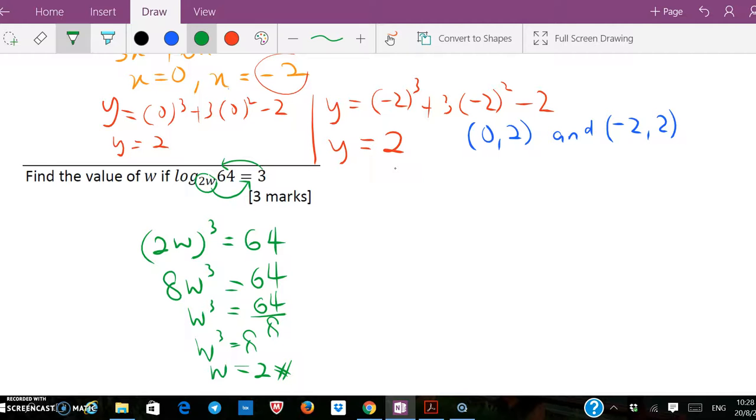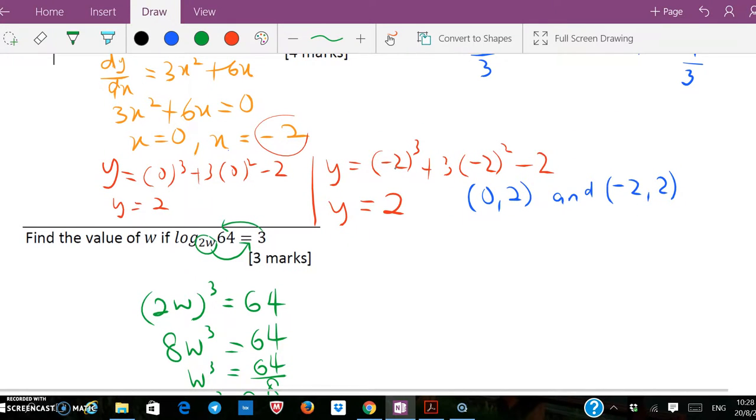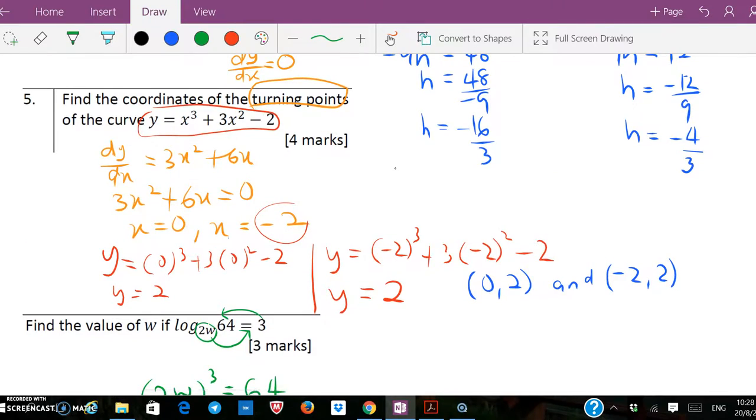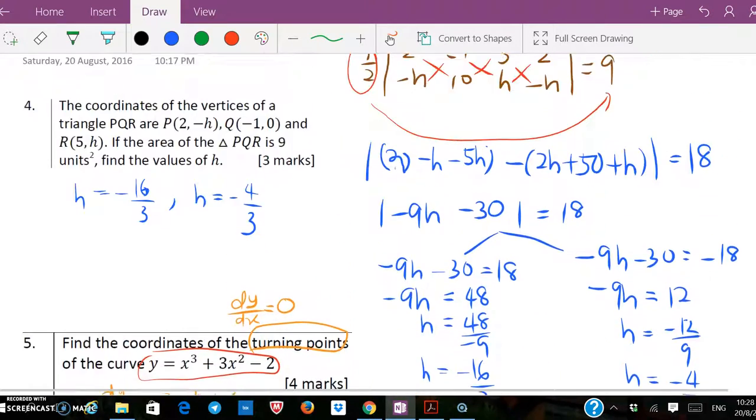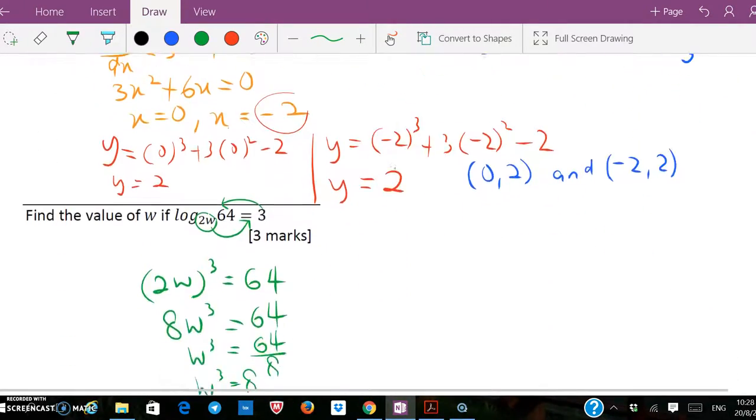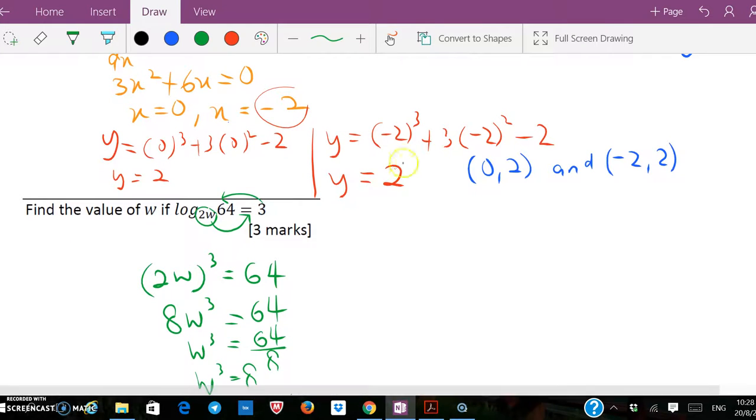Okay, that's all for this part of the section paper set 7, question number 4, question number 5, and question number 6.